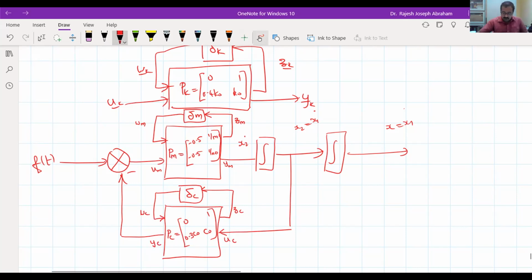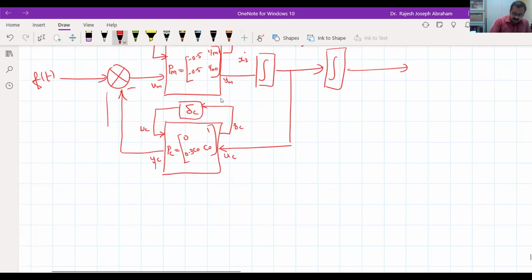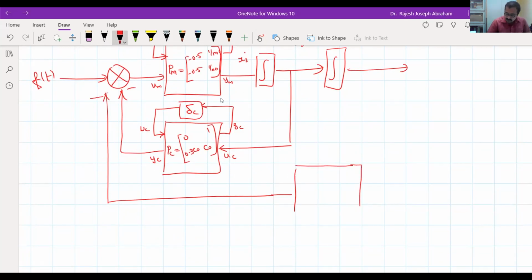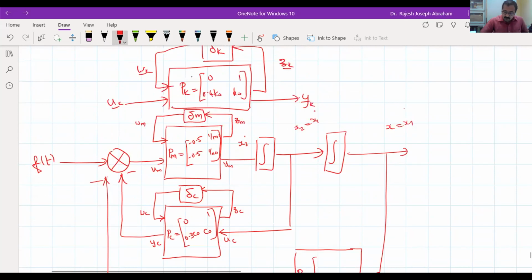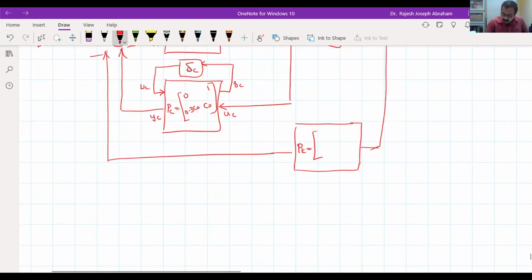And now we have one more block corresponding to the spring. Okay, what is this? This signal is X1. So what is the nominal value? PK equal to, what is the nominal value? 0.1.4 K0 K0. And then there was a perturbation block delta K, right?